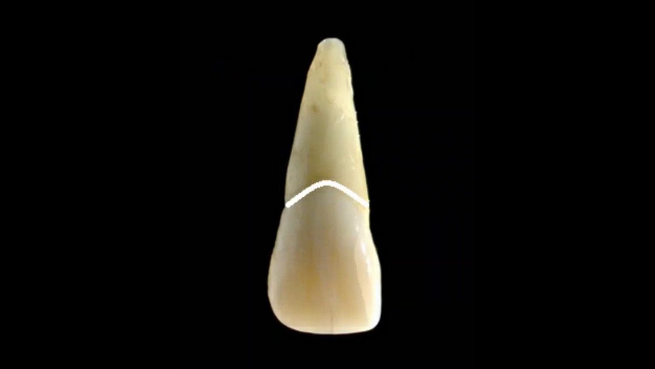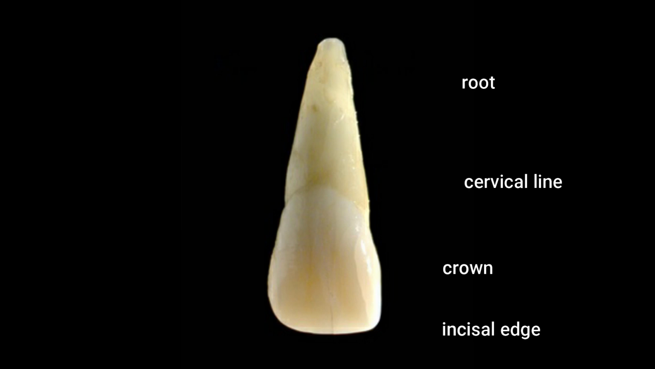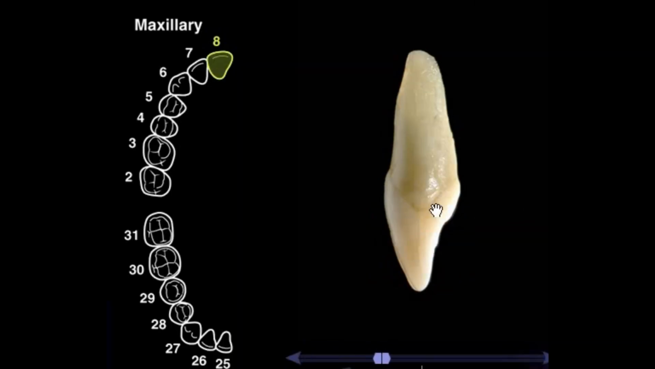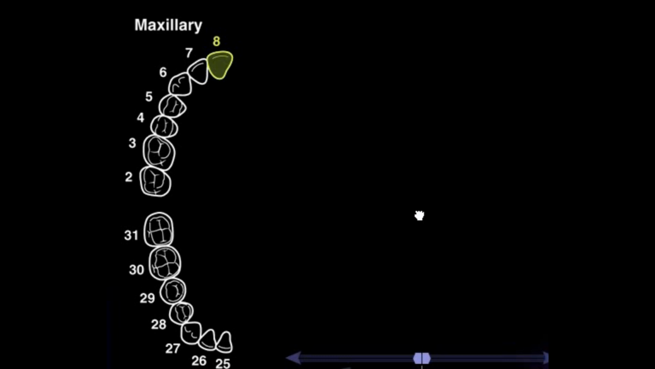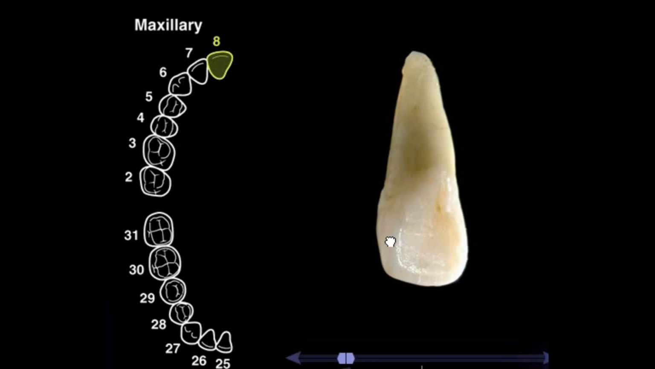The cervical outline of the crown follows a semicircular direction with the convexity root-wise. In summary, in the labial surface of your central incisor, you can see your incisal edge, the crown, the cervical line, and the root portion. From the labial surface, let us now move on to your lingual surface.